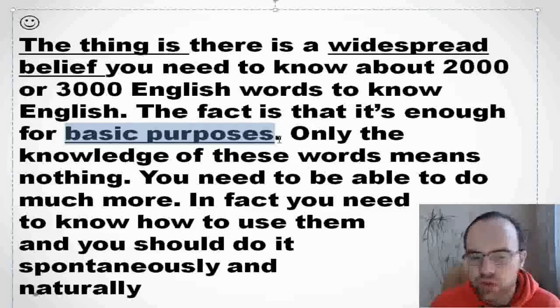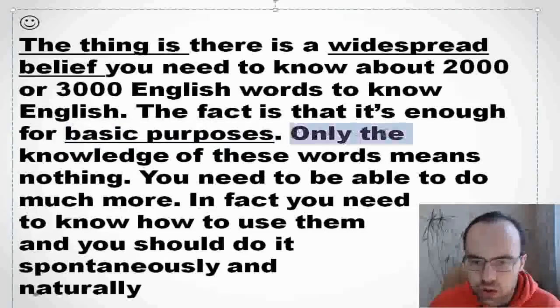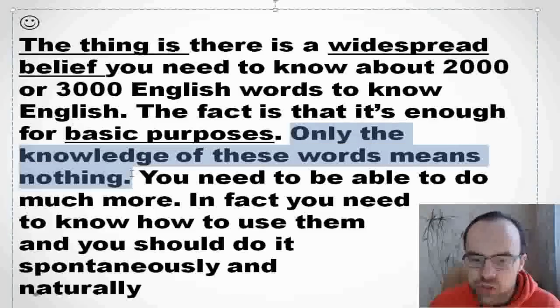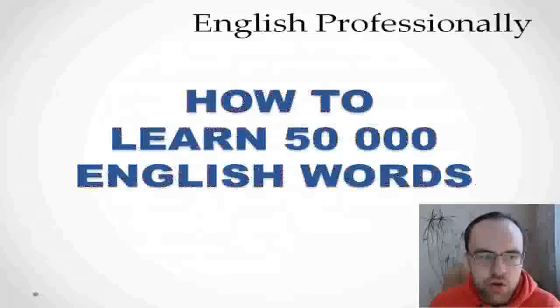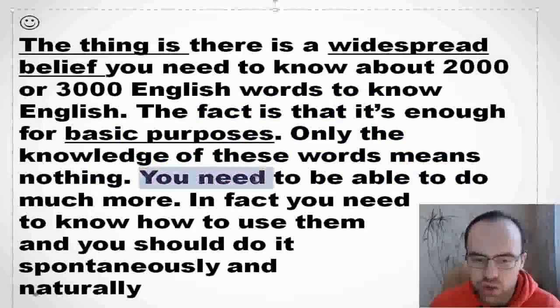So if you want to speak English, but you don't want to know English really well, you don't want to know English perfectly. And in fact, I have to tell you one more important thing. Only the knowledge of these words means nothing, okay? You can know 3,000, you can know 50,000 English words, but only the knowledge of these words, when you know the translation of these words, isn't enough. It's nothing. And what do you need to do?